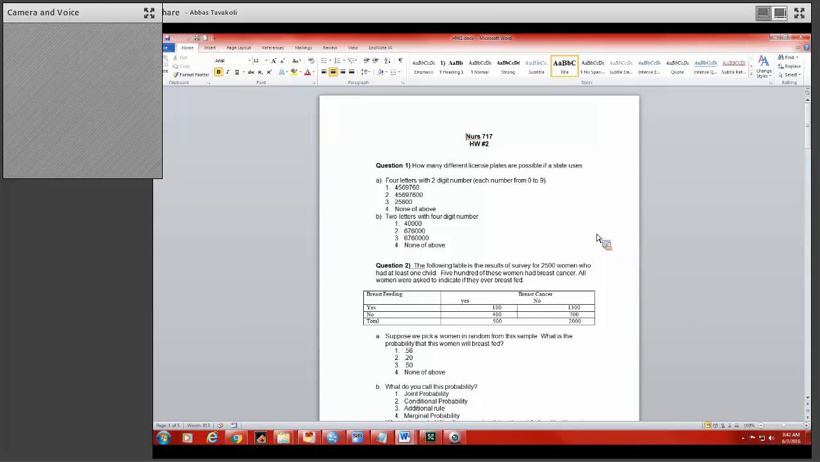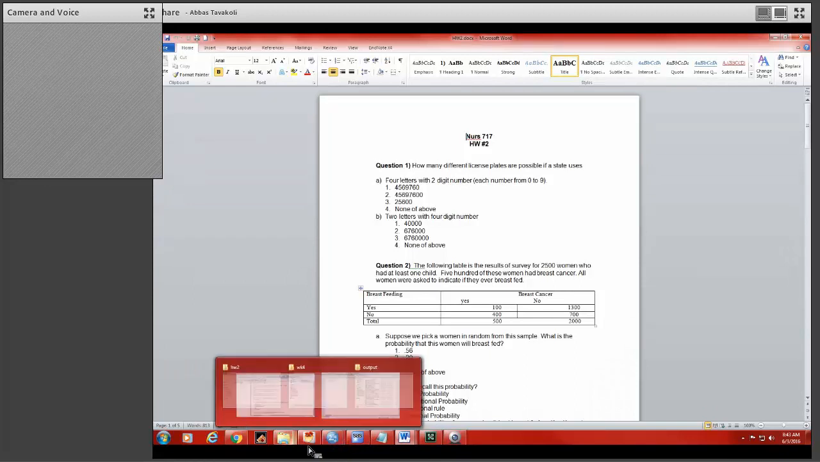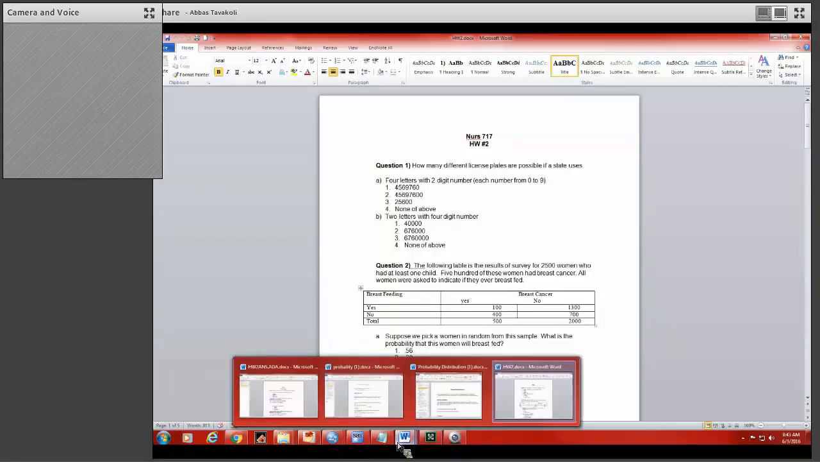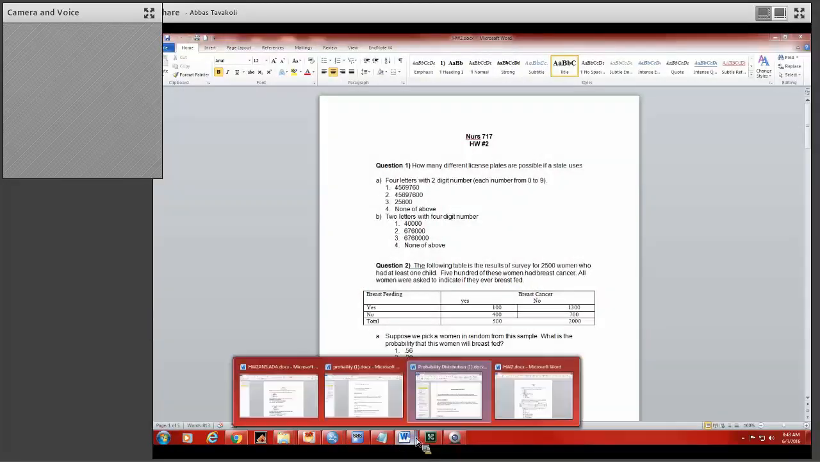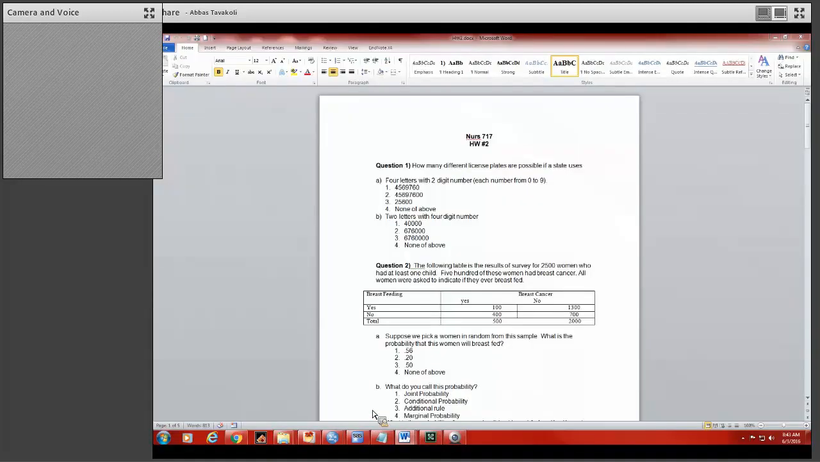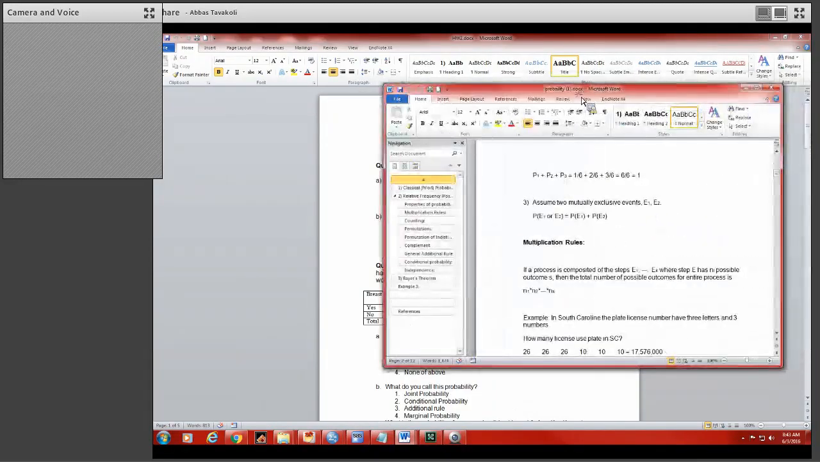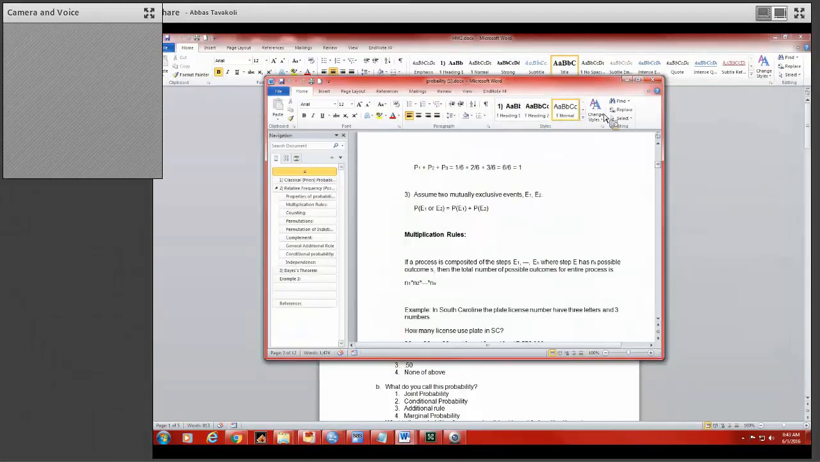So the first problem I ask you to do is we have a different license plate, four letter with two-digit number. How many ways can you have a plate number? Remember, if you look at your probability handout which I gave you, if you look at multiplication rule, that is required multiplication rule.